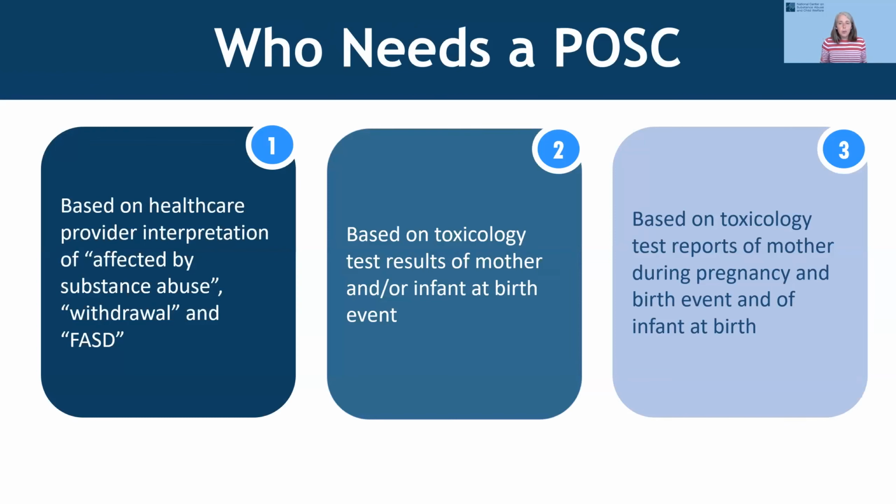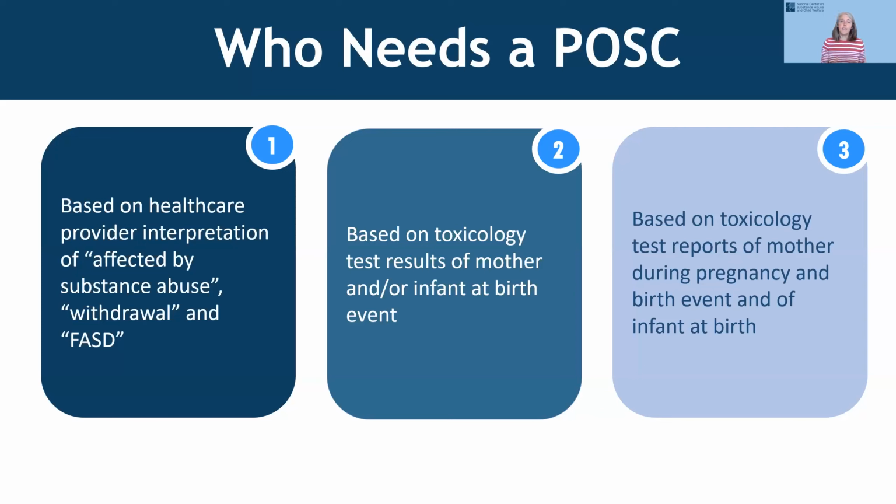So when we talk about who needs a plan of safe care, again, this may look different in your state than the state next door, but it tends to look one of three ways. The first way is that the state doesn't really do any defining; they just take that federal language, which is "affected by substance abuse," and they let healthcare providers make a determination. So if the healthcare provider who's involved in that delivery says, yes, this infant is affected, then that infant needs to have a plan of safe care, and oftentimes that healthcare provider will start that process.